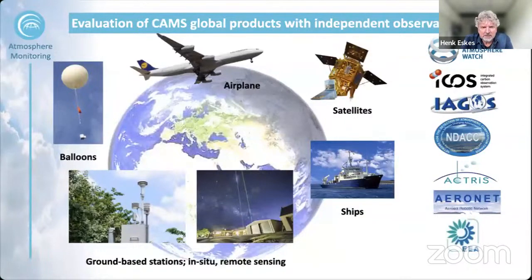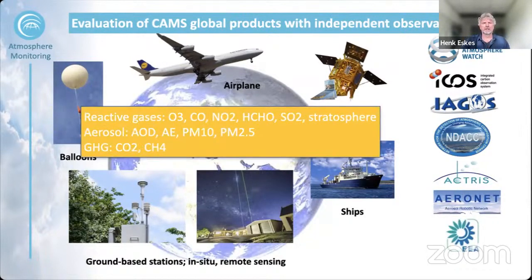And that's a global network of super sites with many different instruments. ACTRIS is a European activity collecting surface measurements, but also LiDAR measurements and ceilometer measurements. The AeroNet is very important for aerosol evaluations. Again, remote sensing from the surface, and we have EEA.